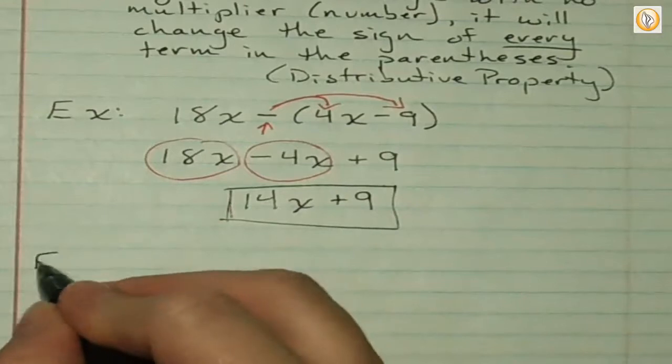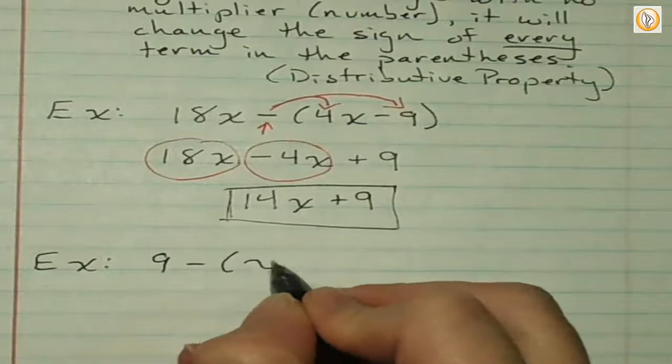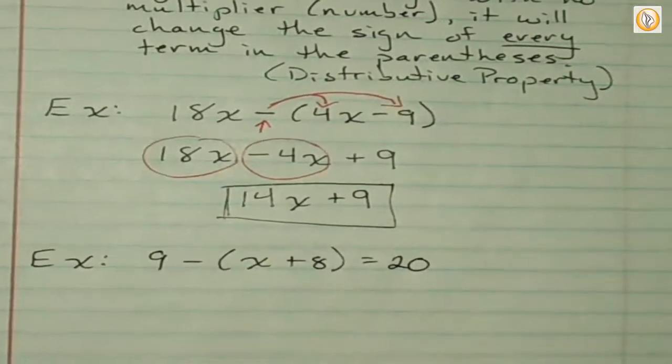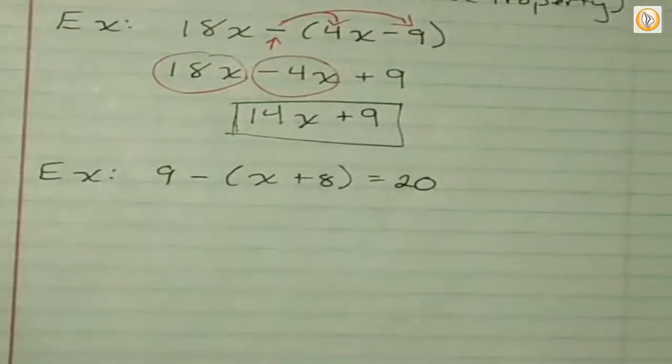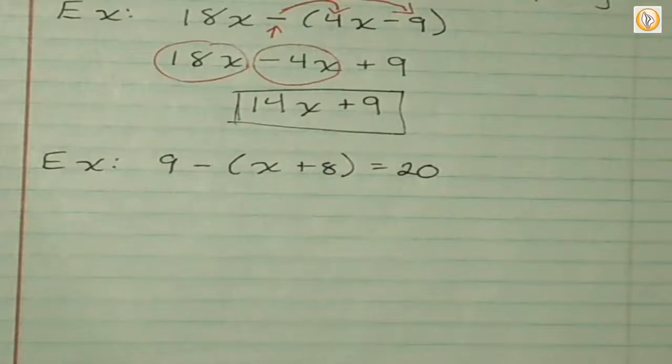Let's do another one. We're almost done with examples. 9 minus x plus 8 equals 20. And Michaela, you're going to do this one.